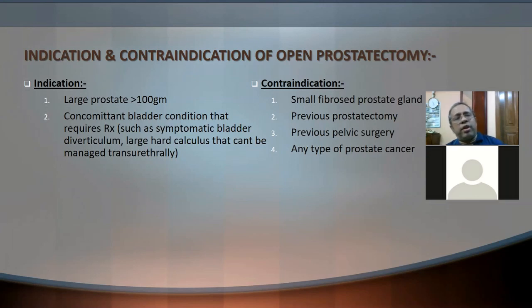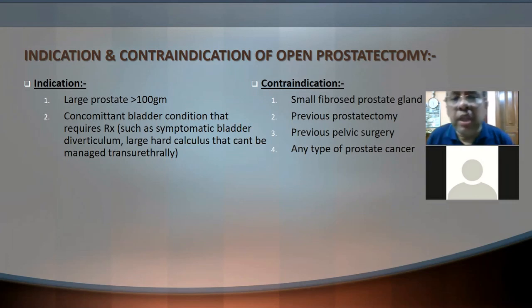The old theories: for a large prostate of more than 100 grams, always go for open surgery. Concomitant bladder conditions that require it, such as symptomatic bladder diverticulum, or a large bladder calculus that cannot be managed transurethrally. A large bladder calculus is one of the indications. In those cases, you do the TURP, and along with it just open the bladder and remove the stone. No need for open prostatectomy. Do the prostatectomy endoscopically and the stone is removed by the open method. So both methods can be done simultaneously.